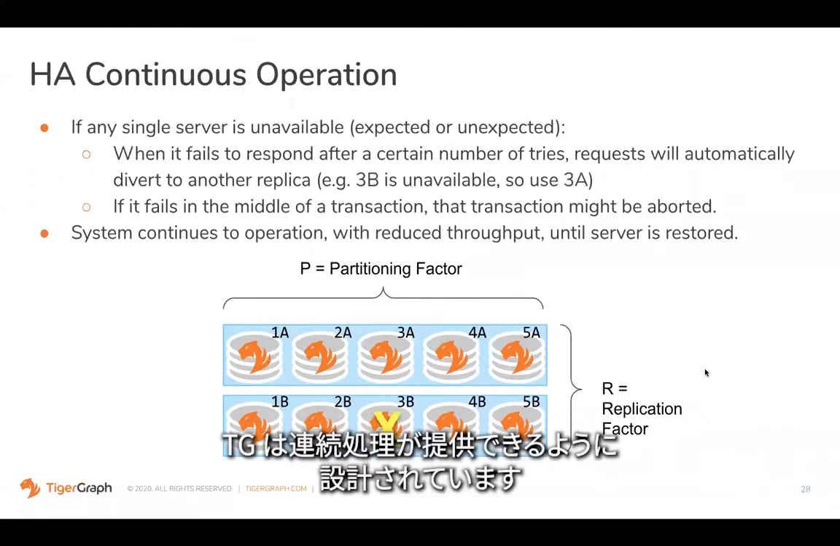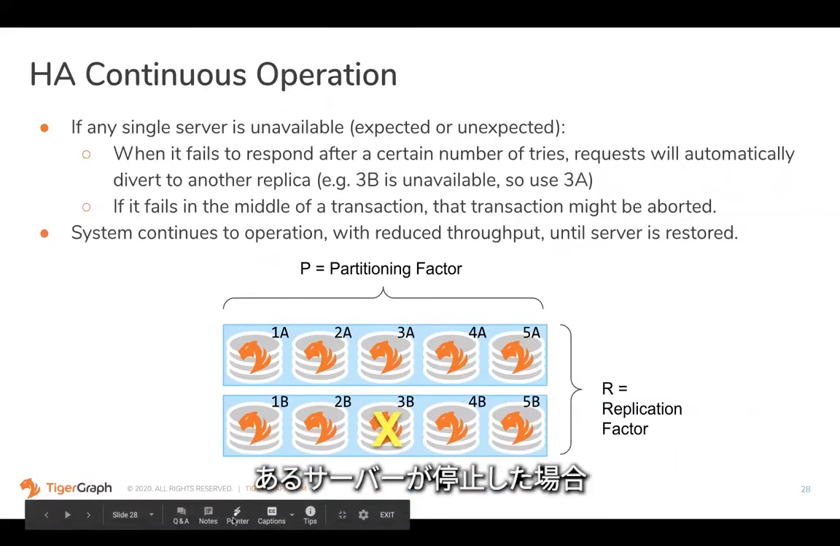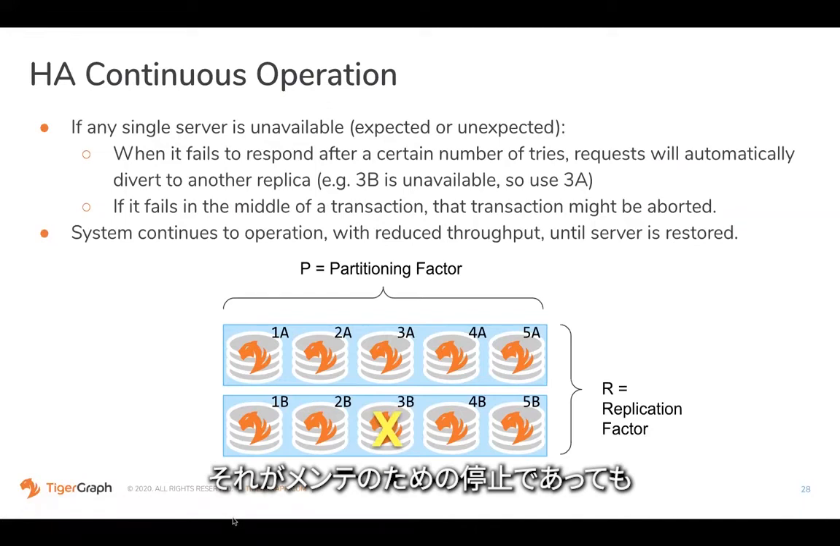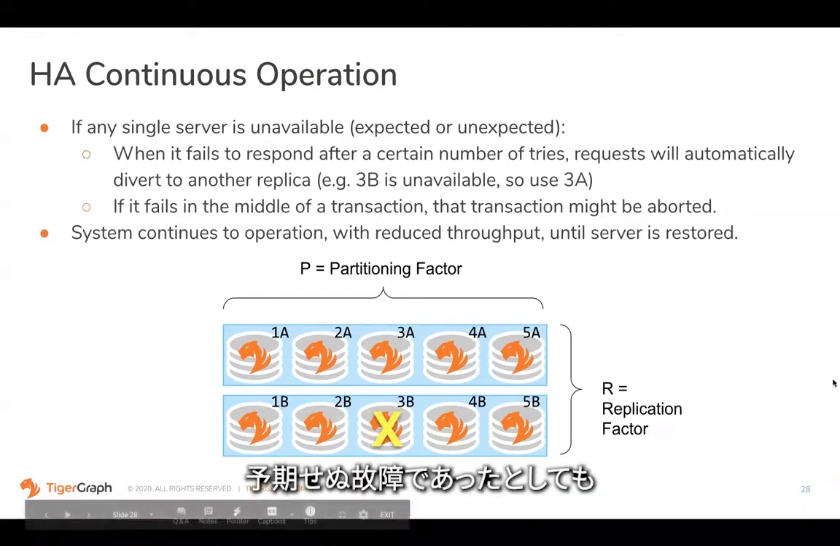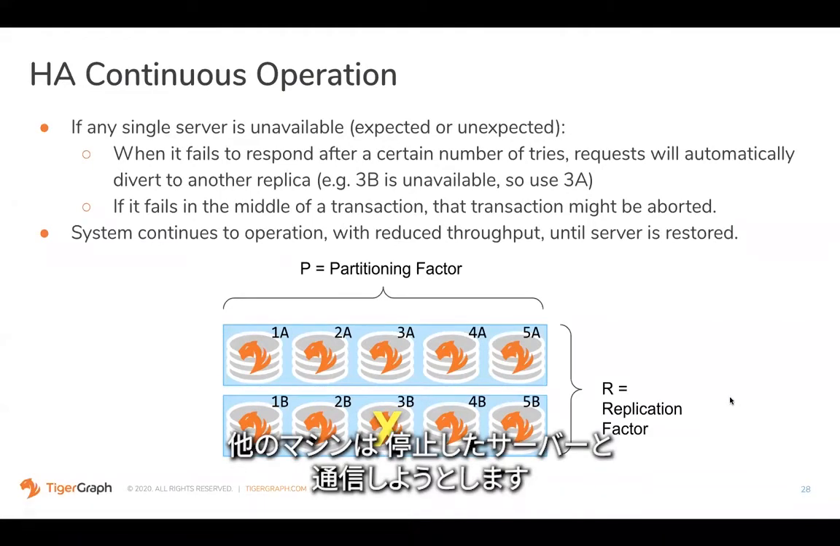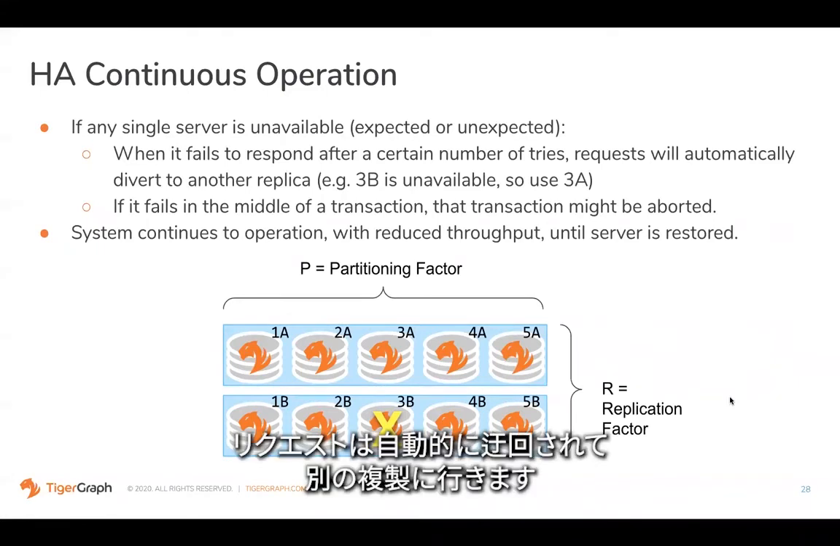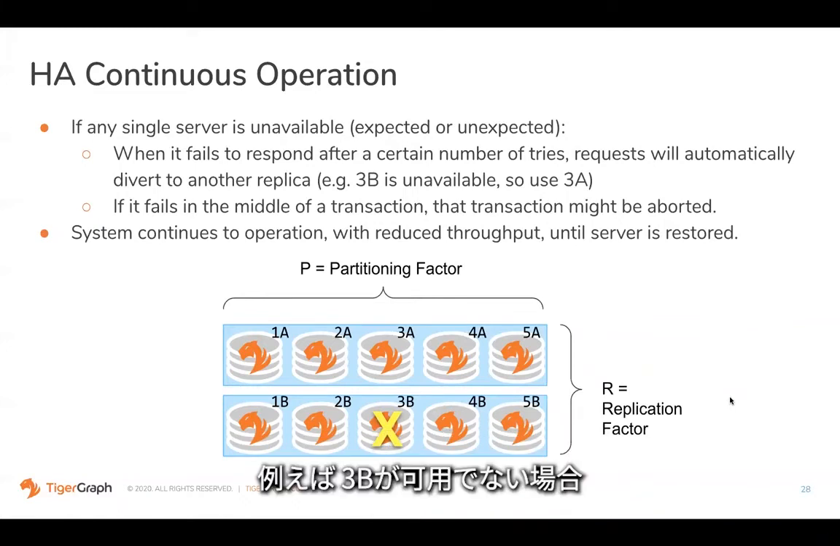Yeah. So we're designed to provide continuous operation. If any single server goes down, either because you intentionally take it down for service, or because there's an unexpected failure, the other machines will be trying to contact it. And if it fails to respond after a certain number of tries, then the request will automatically divert to another replica. For example, if 3B is unavailable, then the request will shift to 3A.